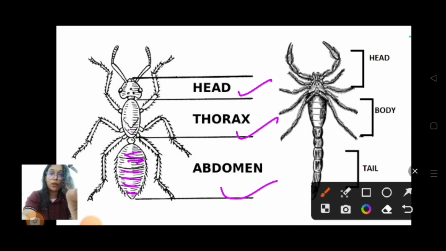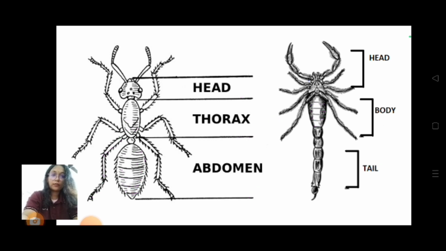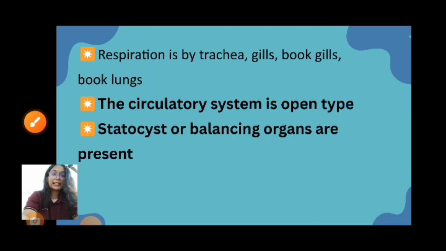segmentation in their body. Can you see the segmentation? These are the segmentation. And they have jointed appendages. And the outer covering, they have an outer exoskeleton which is chitinous. Is it clear? Here also head, body and tail, means head, thorax and what? Abdomen. Is it clear? Now then moving on to the next slide.